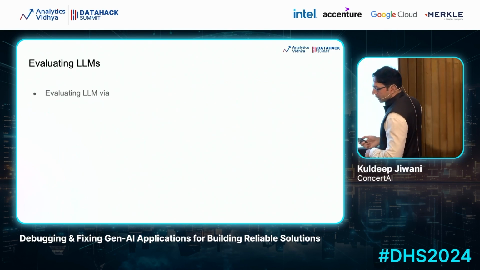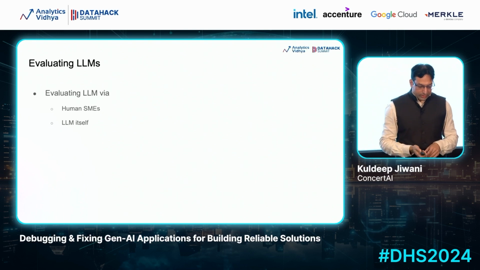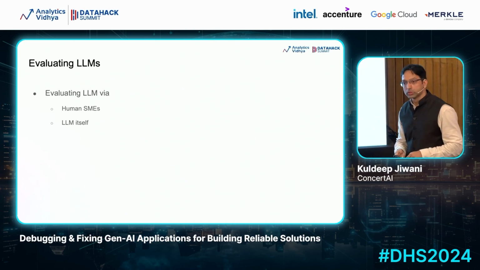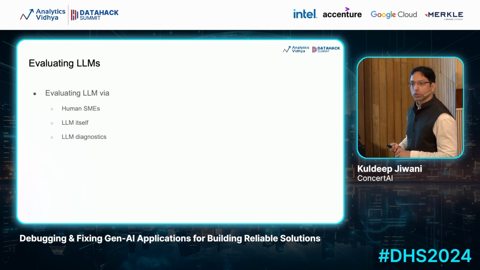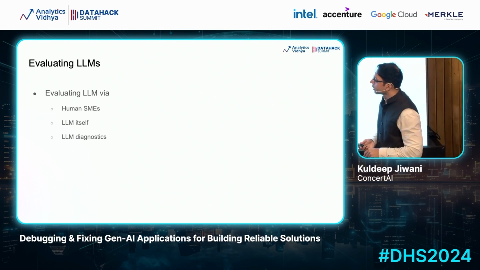So how do you evaluate LLMs? There are three key ways. One, by humans, right? You can say the answer is right or wrong. Second, you can use another LLM to say whether the answer is incorrect or correct. Third is called LLM-Diagnostics. So these are ways to debug it. They are less popular, but they are also very useful.